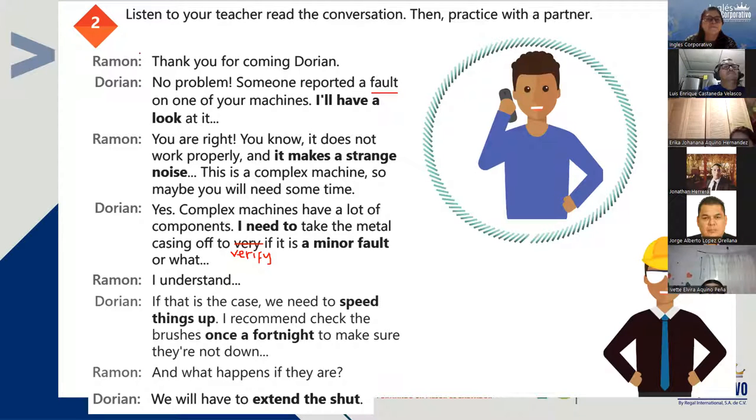Noise. Ruido. Eso es un ruido. Ruido, exactly. Extraño. Extraño es un ruido extraño. Repeat, strange. A strange noise. Yes.